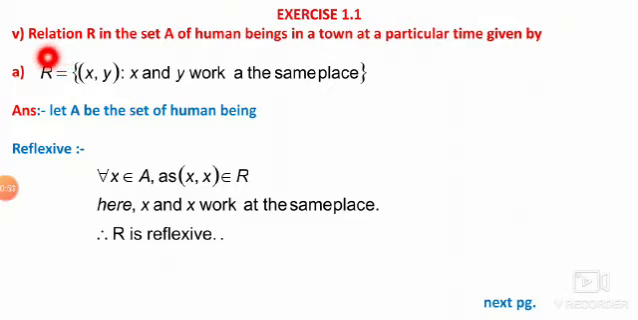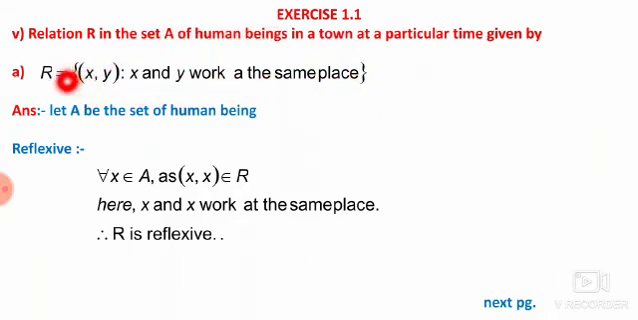Question number 5. Relation R in the set A of human beings in a town at a particular time is given by. A is a set of human beings in a town at a particular time. R is a relation defined as R is equal to, a set containing the order pairs x, y such that x and y work at the same place. This is the relation given to you in a set builder form.